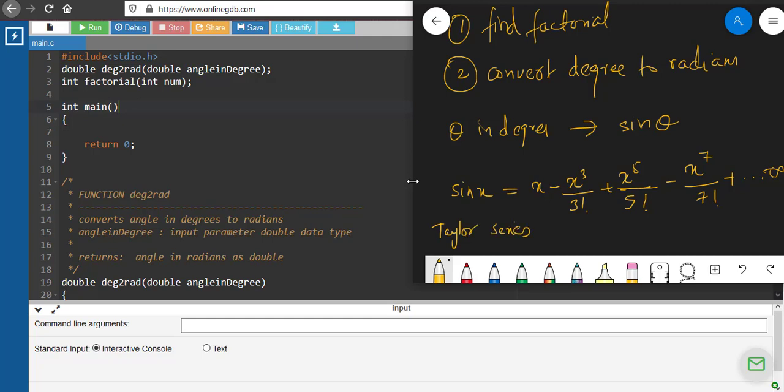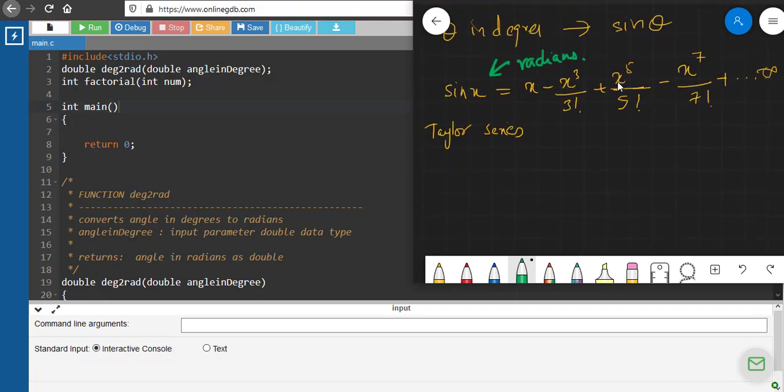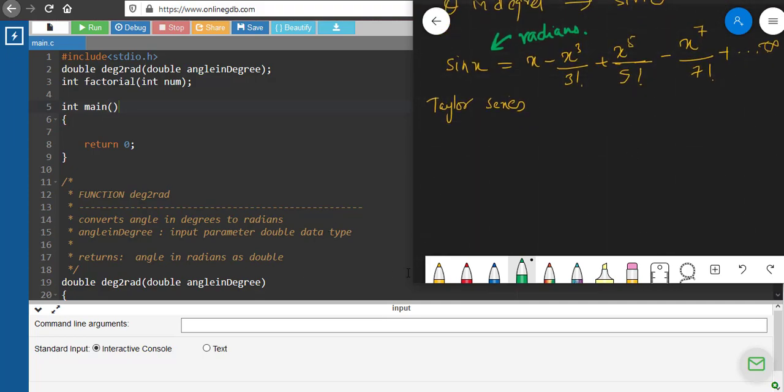Okay. So basically sine of an angle is expressed as the sum of some numbers, right? And one thing that you have to always remember here is this x is in radians. Okay. So this expansion is what we are going to use now to find the sine of the given angle. So the general equation that we can simply write like this.